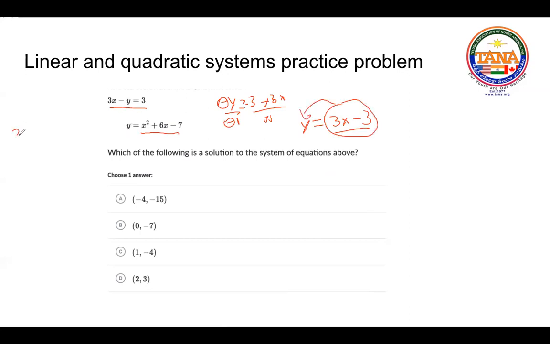So you have 3x minus 3 equals x squared plus 6x minus 7. Now you combine like terms. So you take the 3x, you subtract x here, subtract x here. You want to get 0 on this side, so you want to get 0 equals something. So you do that, and then you get -3 equals x squared plus 3x minus 7. You add 3 on both sides, and you get 0 equals x squared plus 3x minus 4.